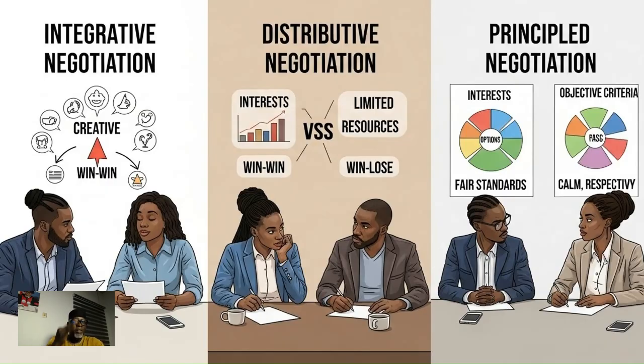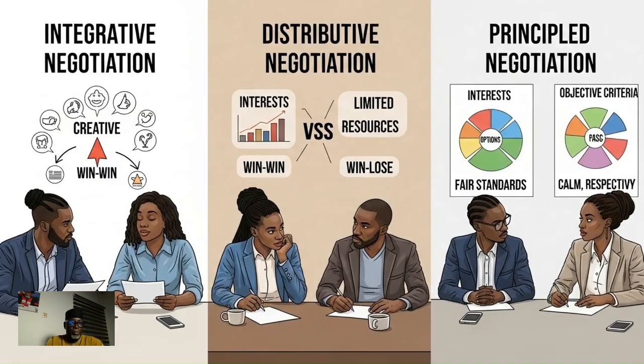We have three major negotiation strategies: the integrative negotiation, distributive negotiation, and principled negotiation. Under the first one, integrative negotiation, it is also known as a win-win negotiation. This strategy actually focuses on finding solutions that satisfy the interest of all parties. It involves collaboration, mutual respect, and a willingness to explore creative options.